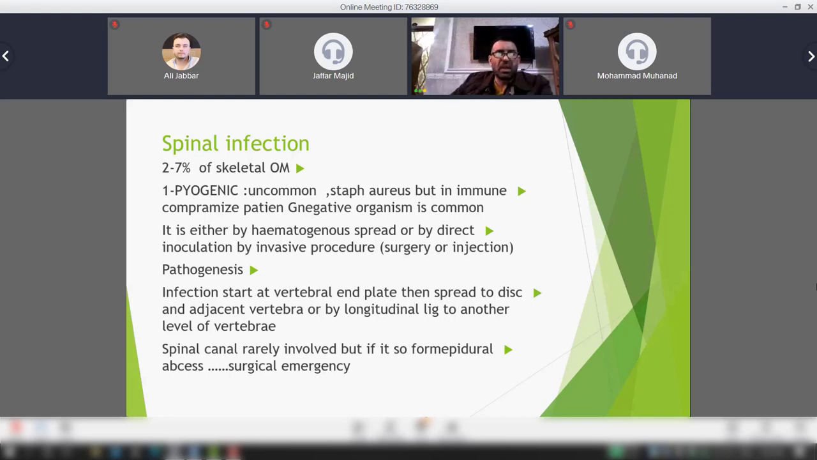This is because of immune compromised patients, and either by hematogenous spread or by direct inoculation by invasive surgery, it could be an injection or surgery. So the infection could affect the vertebra, and it causes what we call spondylodiscitis, and spreads to the disc or adjacent vertebra, or even the ligaments, and it may even reach the epidural space. The spinal canal is rarely involved, but it may be involved. We saw it in the epidural space.